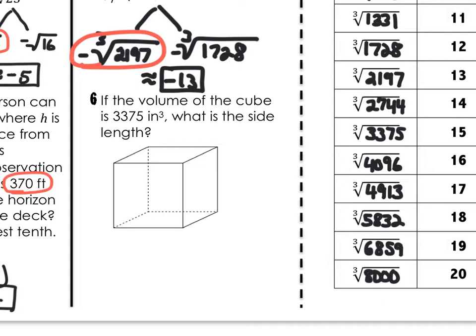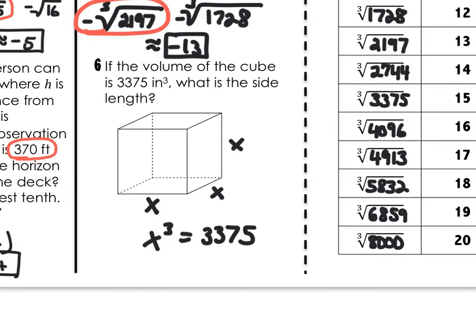Okay, and then on number 6, it says if the volume of the cube is 3,375 inches cubed, what is the side length? Okay, so on a cube, each dimension is the same. So the length, width, and height are the same. So x to the 3rd power is going to give us the volume, and that's going to equal 3,375. To figure out what that x is, we take the cube root.